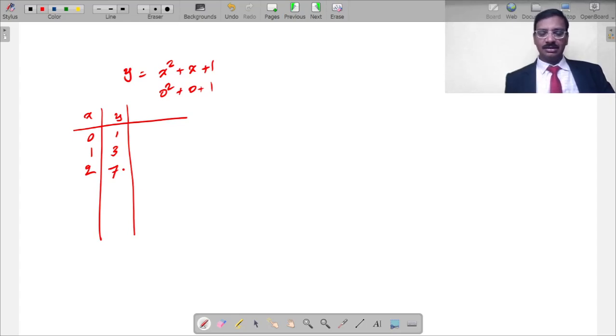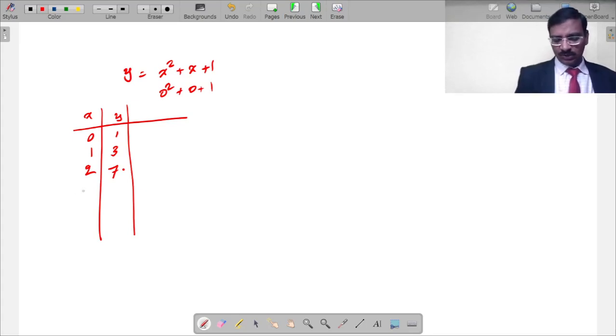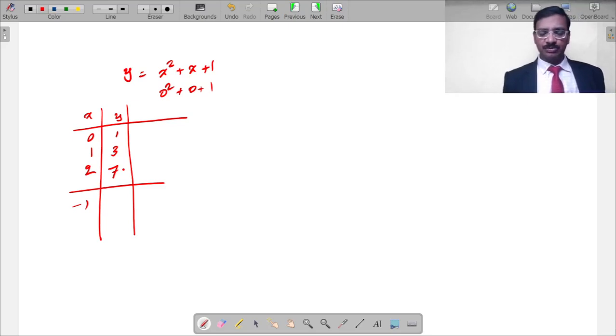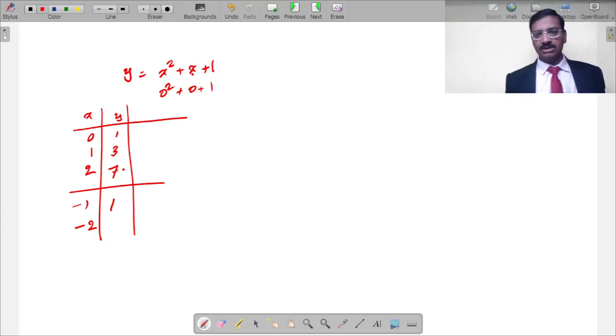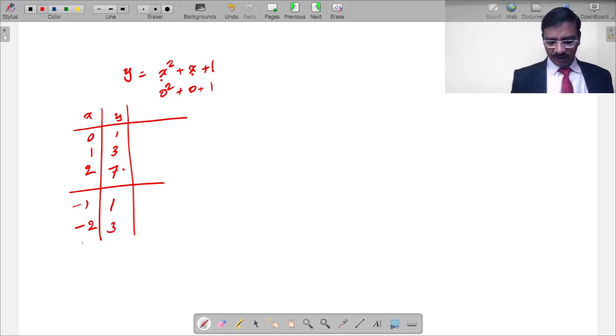Similarly, I take the negative values also. If the x value is minus 1, then the corresponding value is minus 1 plus 1 will be 0, and minus 1 whole square is plus 1. Similarly, if I take minus 2, then minus 2 whole square is plus 4, and minus 2 plus 1 is minus 1. So plus 4 minus 1 is 3, right? And similarly, if I take minus 3, like this you can calculate it.